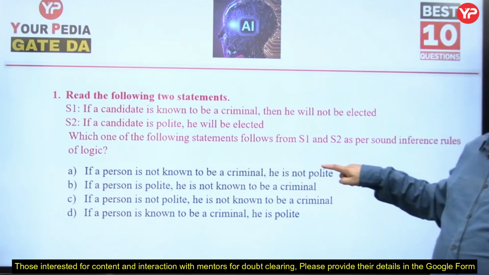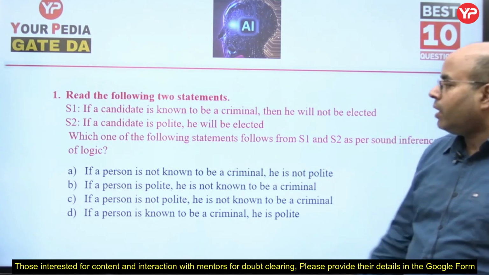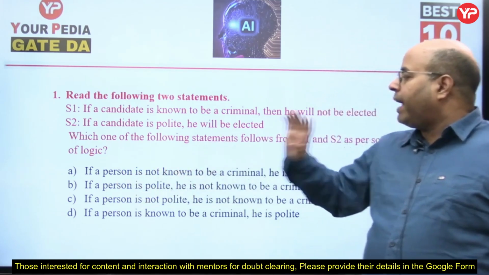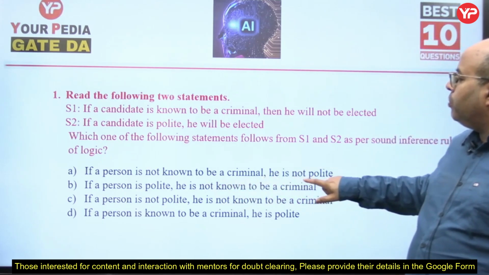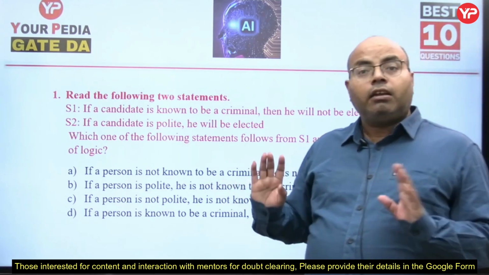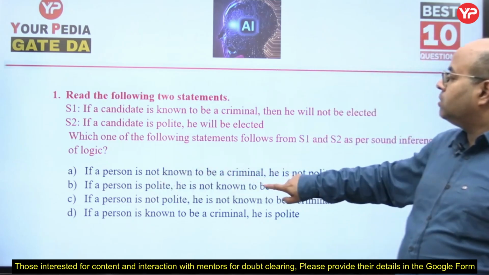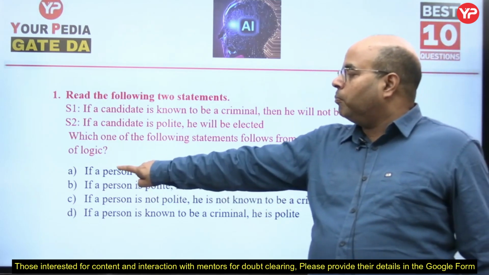This shall not be correct. This is wrong. If a person is polite, positive statement, he is not known to be a criminal. He is not a criminal, again positive. So positive, positive is there. This shall be true, B.